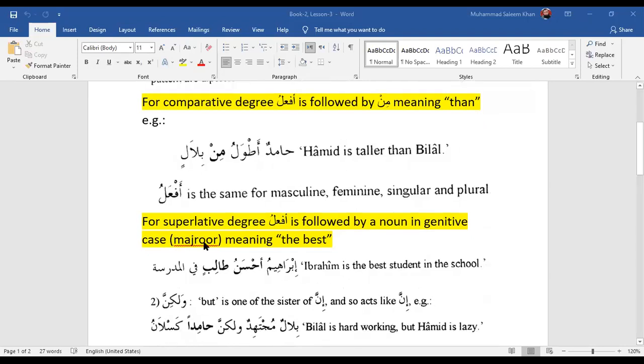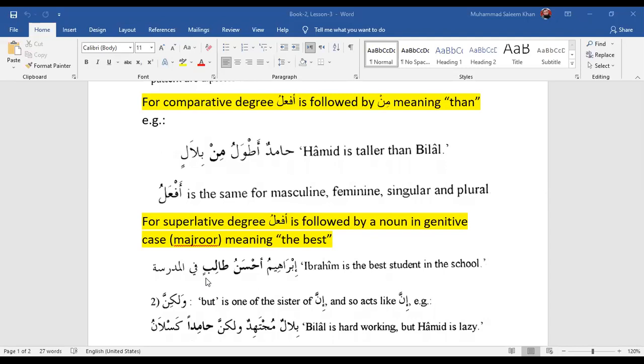Yani it will be majroor, meaning "the best." For example, we say Ibrahimu ahsanu talibin fil madrasati. Ibrahim is the best student in the school. So after afalu, the noun will be in genitive case, yani it will be majroor. So basically it will be the construction of mudaf mudaf ilayh, if there is a noun after that.